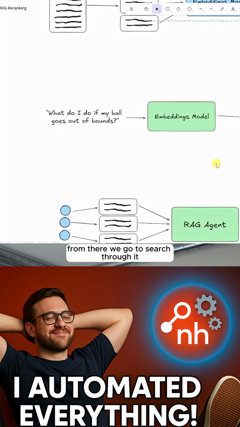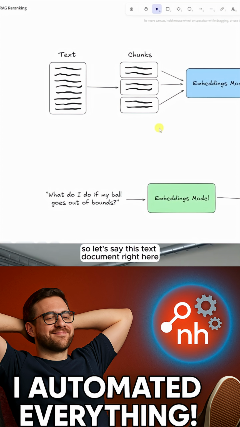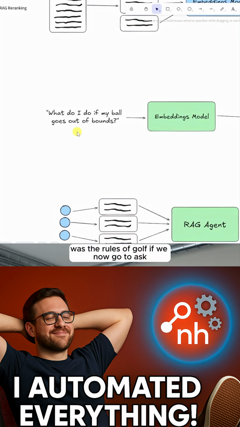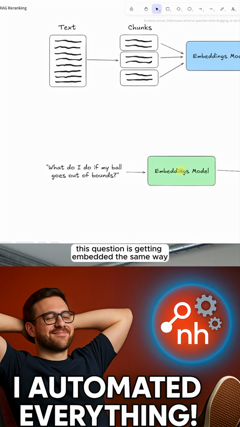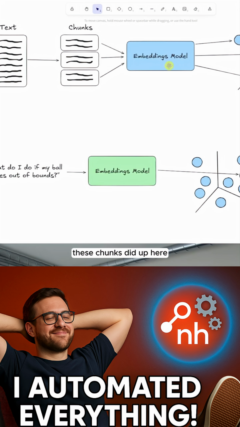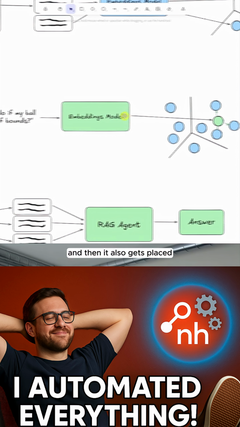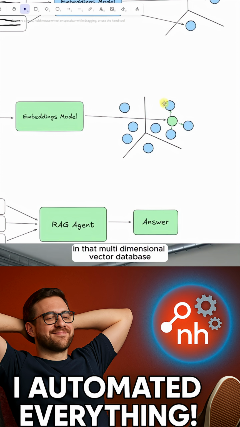From there, we go to search through it. So let's say this text document right here was the rules of golf. If we now go to ask, what do I do if my ball goes out of bounds? This question is getting embedded the same way these chunks did up here with the exact same embeddings model, and then it also gets placed in that multi-dimensional vector database.